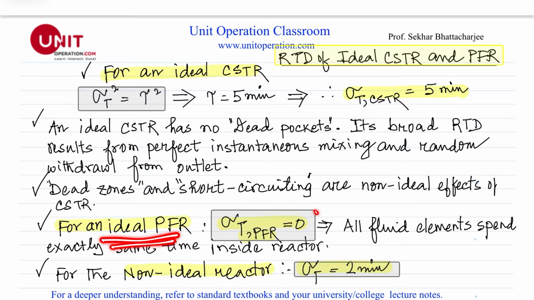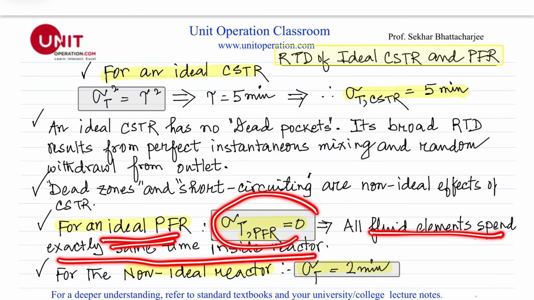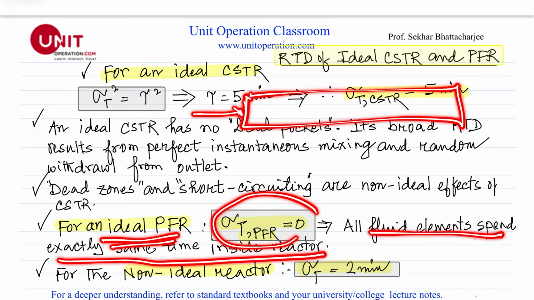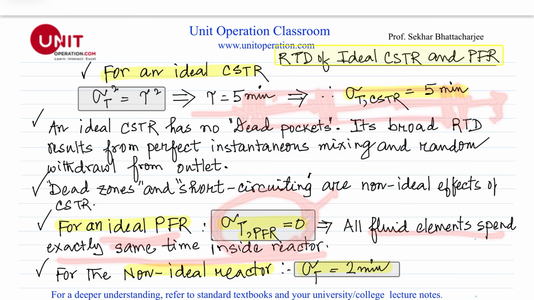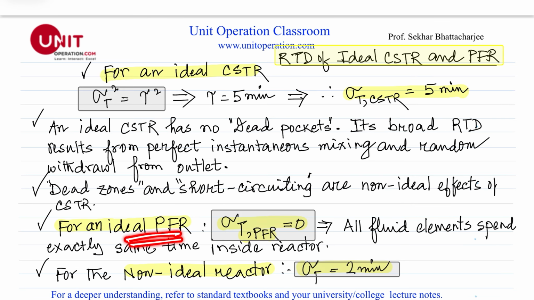For an ideal plug flow reactor, this is equal to 0. All fluid elements spend exactly the same time inside the reactor. If a bunch of fluid elements comes in, it gets pushed by the next batch, all the fluid elements move together, and finally they all come out having spent exactly the same amount of time. There is no variation in the time spent by each element, assuming there is no radial or axial backmixing. So the standard deviation is equal to 0, and the variance also comes out to be 0. That's for the ideal plug flow reactor.